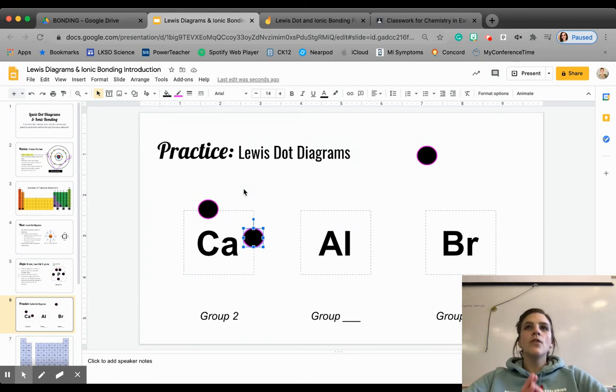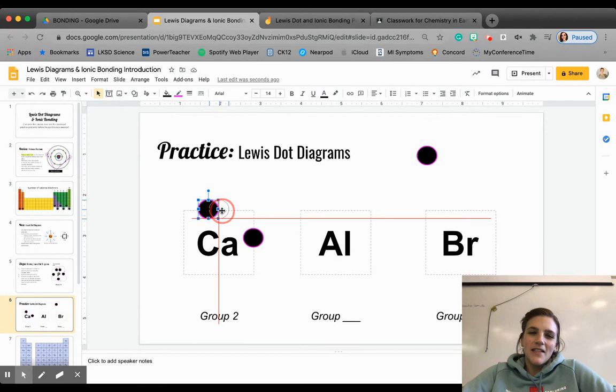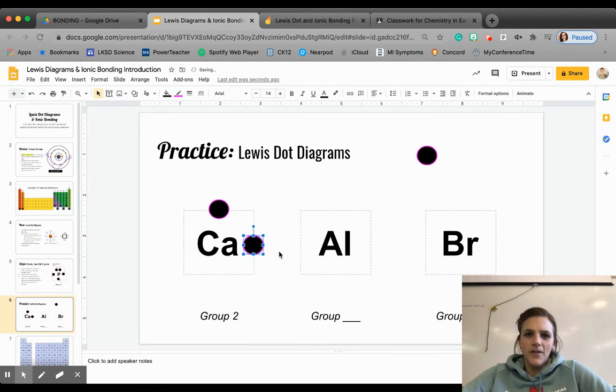Now, the more that you do this, you guys, you're going to get more used to what elements have what pattern of Lewis dot diagram. So like calcium, I know only has 2, so I place the dots more centered on each side. You'll get there if you're not there already.